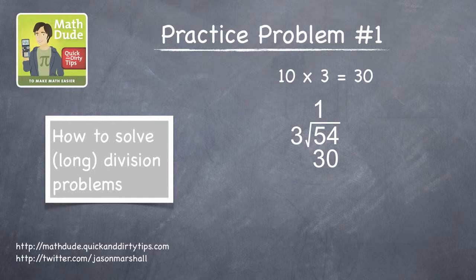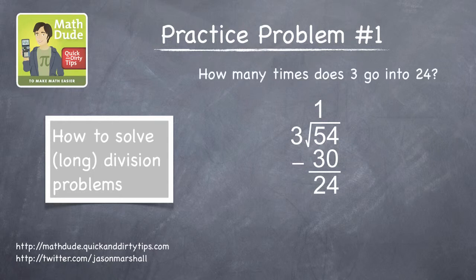Let's write that below. Now, the idea is we've already accounted for 30 of the 54 meters, so there are 24 more to include. So how many times does 3 go into 24? Well, this time it's an even fit, 8 times, and the final answer is therefore 18.